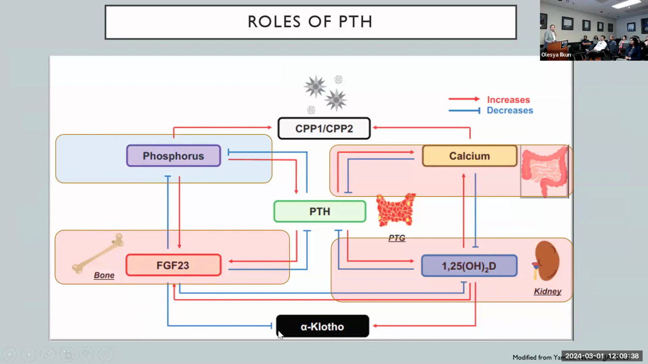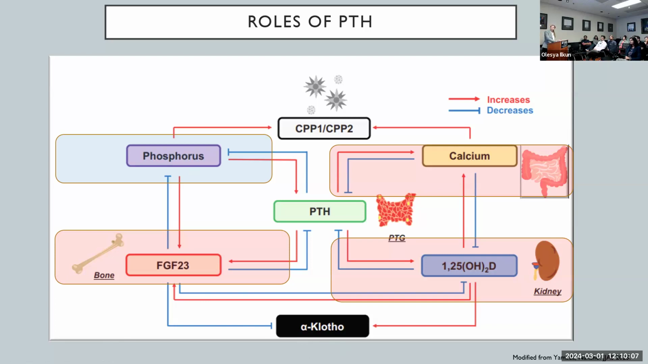FGF23 depends on its co-receptor, called Klotho. So this factor is a big deal. It is expressed in the distal parts of the kidney tubules, and when the patient is losing nephrons and kidney tubules through the progression of CKD, Klotho expression goes down, and that in turn is one of the mechanisms for decreased phosphate excretion.